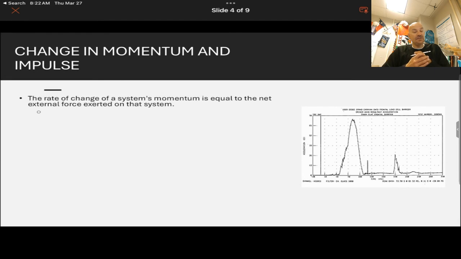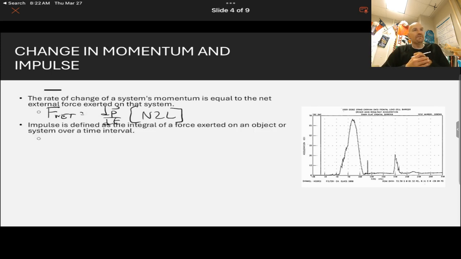So the rate of change of a system's momentum is equal to the net external force exerted on that object or that system. So F net is equal to dp dt. And the way you think about it, this is a rewriting of Newton's second law, right? So this is relating momentum to Newton's second law, okay?